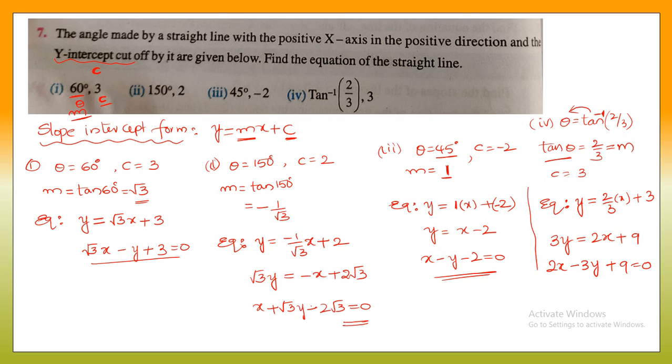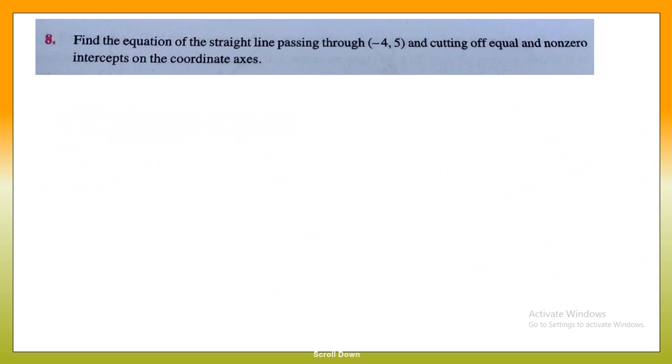Next, moving on to the eighth question, the second Roman's last question. So what he has given: find the equation of the straight line passing through (-4, 5) and cutting off equal and non-zero intercepts. So here he is talking about intercepts, and he is saying the intercepts are equal.